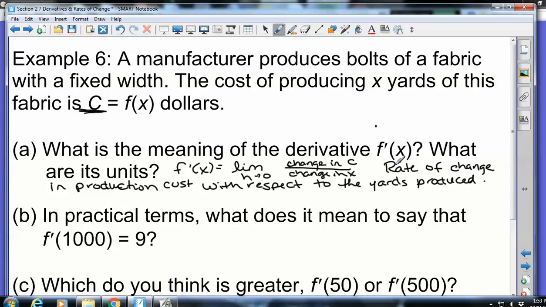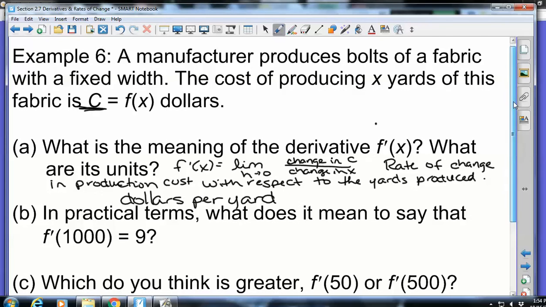When you find the units in that, it was C over x. What would be the units on C? C is the cost, so dollars. x is yards. So my units would be dollars per yard. Okay, let's try putting some numbers in this. In practical terms, what does it mean to say that f prime of 1,000 equals 9?